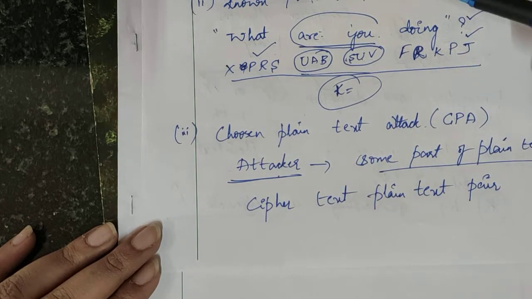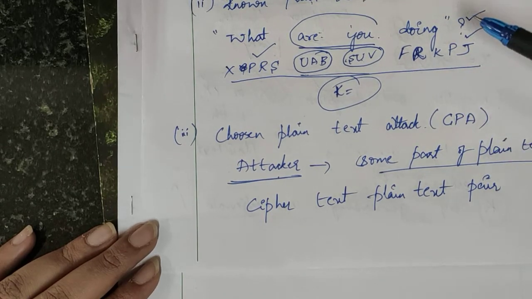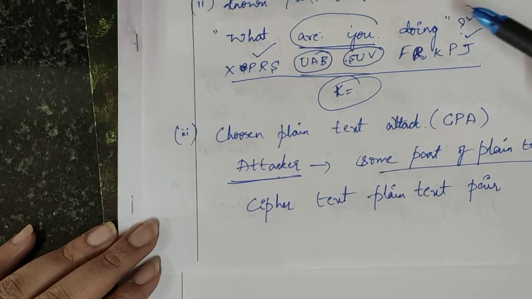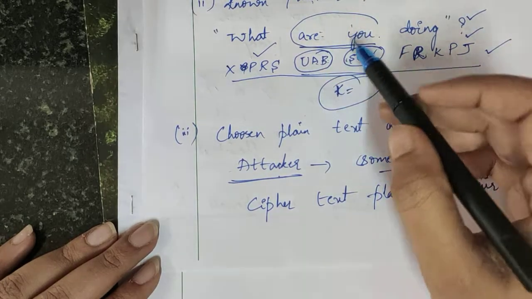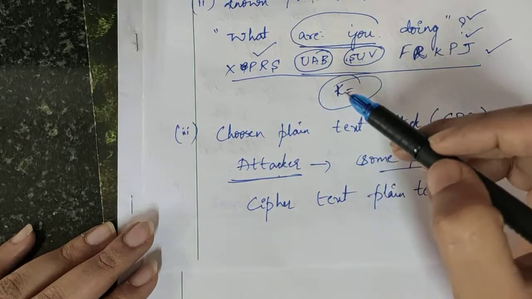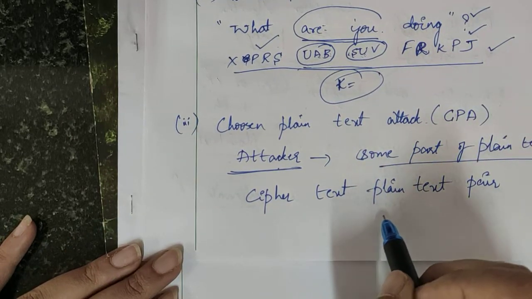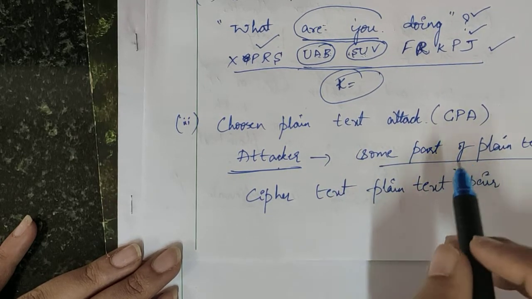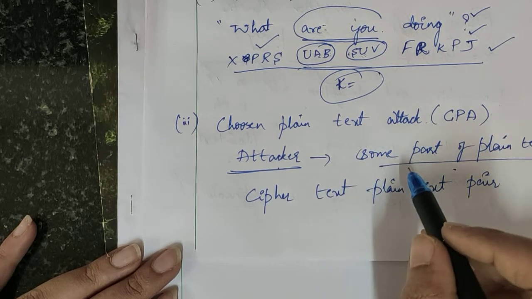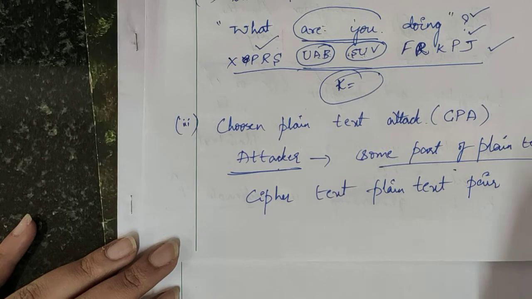Don't get confused between known plain text attack and chosen plain text attack. In known plain text attack, the attacker knows the plain text for some part of your ciphertext. So for this ciphertext, he will know some part of the plain text. But in chosen plain text attack, the attacker has some part of the plain text. So he has the ciphertext plain text pair. Then he can determine the rest of the plain text using the encryption algorithm.